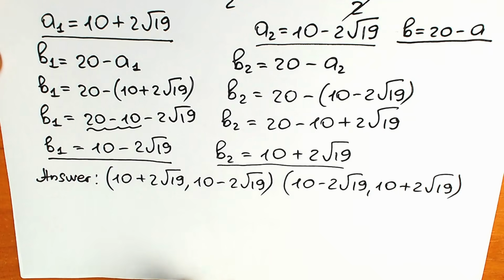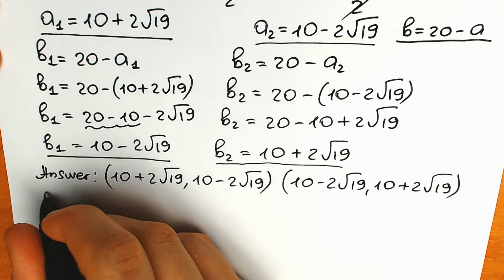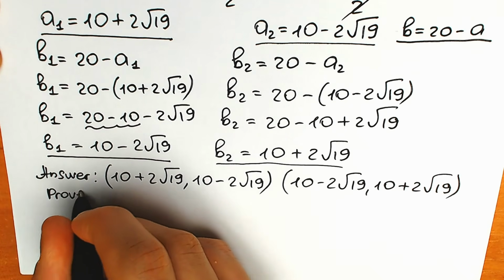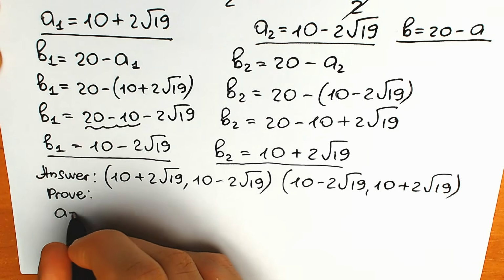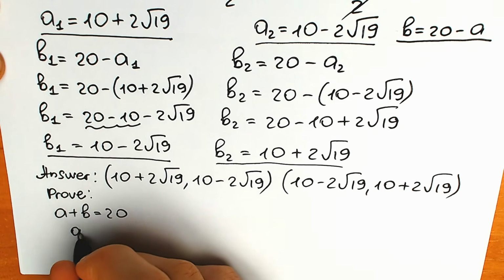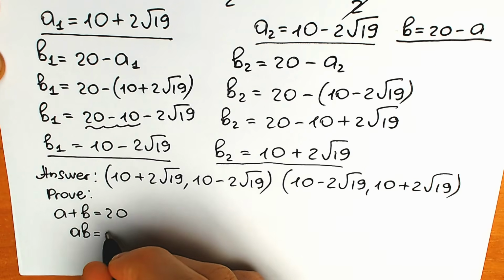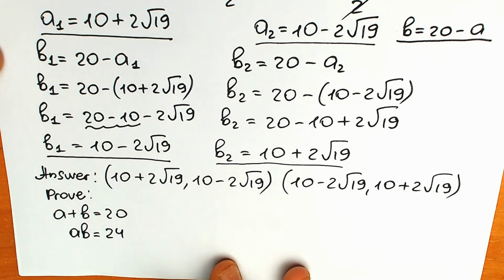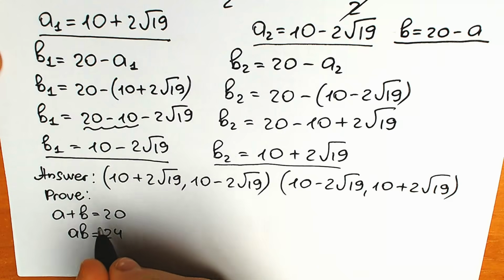Okay, this is our answer, and in the end, let's check it real quick. So here is our question, here is our proof, let's check it. So we have a plus b equal to 20, and ab equal to 24. Okay, let's check, for example, real quick, our addition.